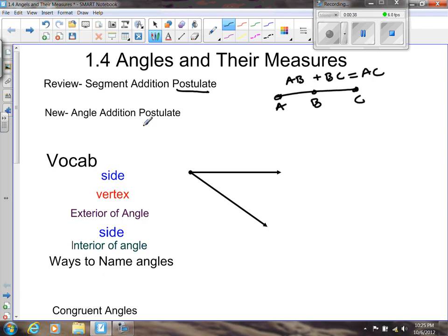Now, angle addition postulate, what do you think that's going to be like? Well, that's the new one today, and you might guess we're going to be able to add two smaller angles, this angle plus this angle, to get the bigger angle.